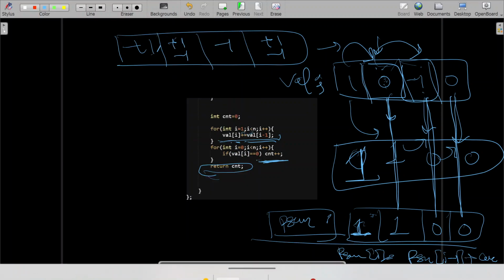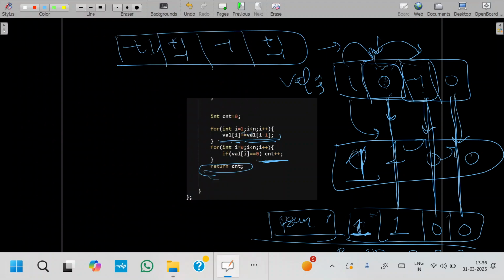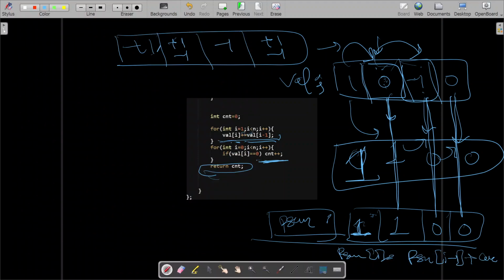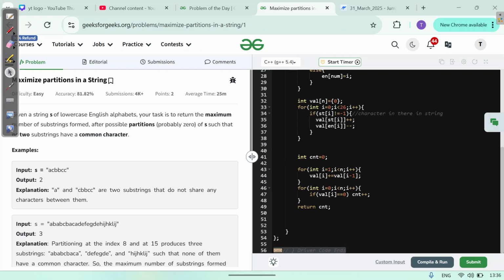I hope you got it. This technique is mostly called the sweep line technique. So you can solve it this way. This is the best method to solve this question. And if the constraints are high, we can solve it in another way also, but I think this method is fine.